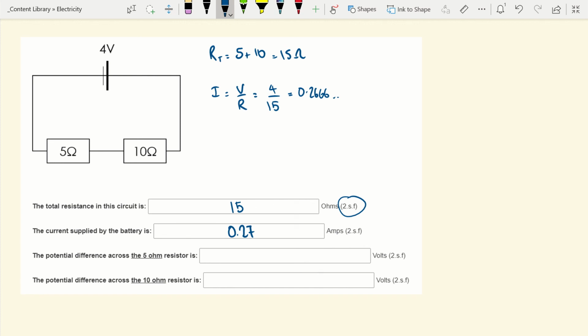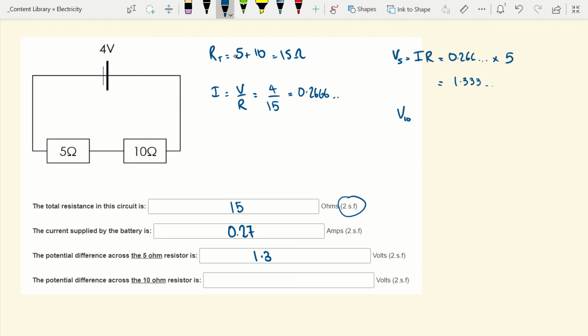Potential difference across the 5 ohm. So V across the 5 is going to be current times resistance. The current is 0.2666, and I'm using the unrounded answer. The resistance of that one is 5, so it's basically multiplying that number by 5. That comes out as 1.333. It wanted two significant figures, so I'm just going to write 1.3 volts in there.